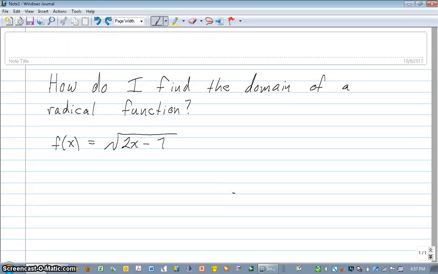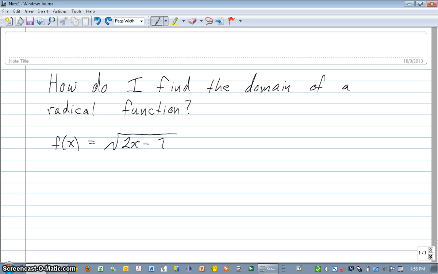Okay, so the question we're going to answer in this video is, how do I find the domain of a radical function? And specifically, you can see on the screen, I'm going to work with a square root function. And at the end of the video, we can mention real quick some other radical functions.